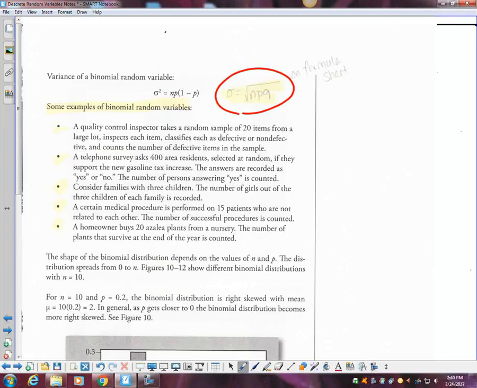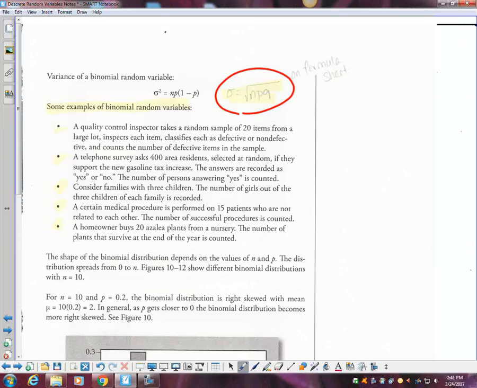Some examples of binomial random variables. A quality control inspector takes a random sample of 20 items from a large lot, inspects each item, classifies it as defective or non-defective, and counts the number of defective items in the sample. A telephone survey asks 400 area residents selected at random if they support the new gasoline tax increase. The answers are recorded as yes or no. The number of persons answering yes is counted. So feel free to pause it and read through the rest of these, but they're very straightforward. There's a success and there's a failure.